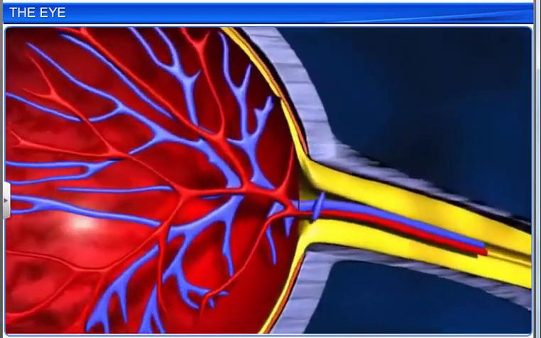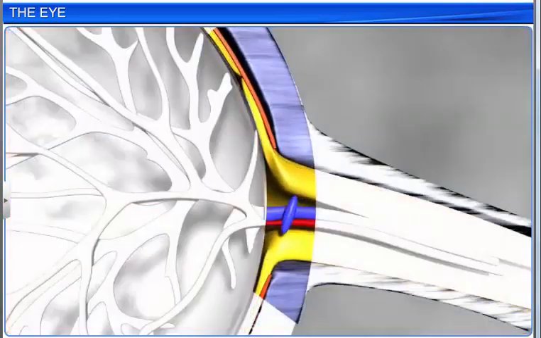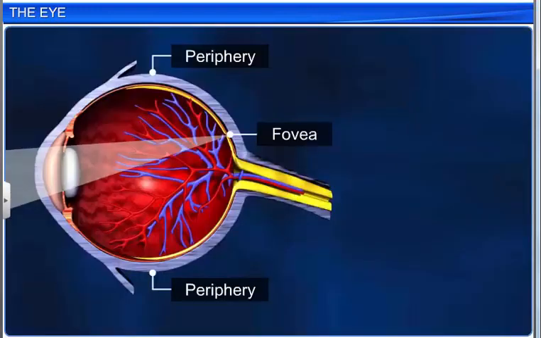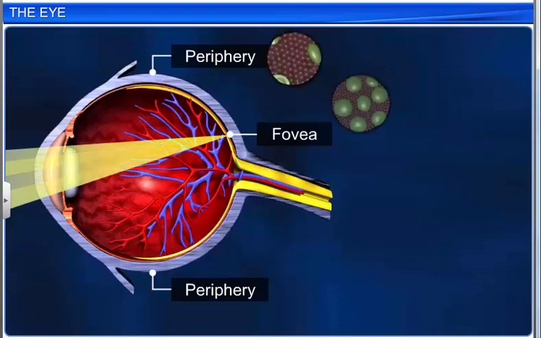The posterior end of the eyeball, lateral to the blind spot, has a yellowish pigmented spot called the macula lutea, with a central pit called the fovea. The density of cones in this region provides the best visual acuity.